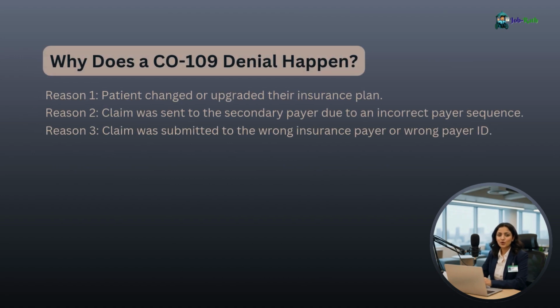Why does a CO-109 denial happen? Based on real billing workflows and denial analysis, there are 3 main reasons behind CO-109. Reason 1. Patient changed or upgraded their insurance plan. Reason 2. Claim was sent to the secondary payer due to an incorrect payer sequence. Reason 3. Claim was submitted to the wrong insurance payer or wrong payer ID.